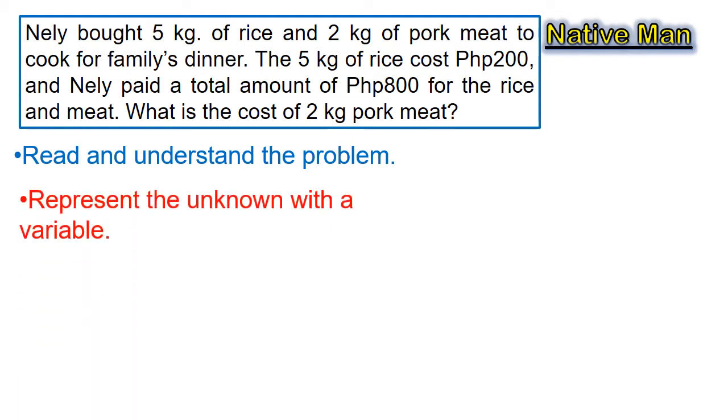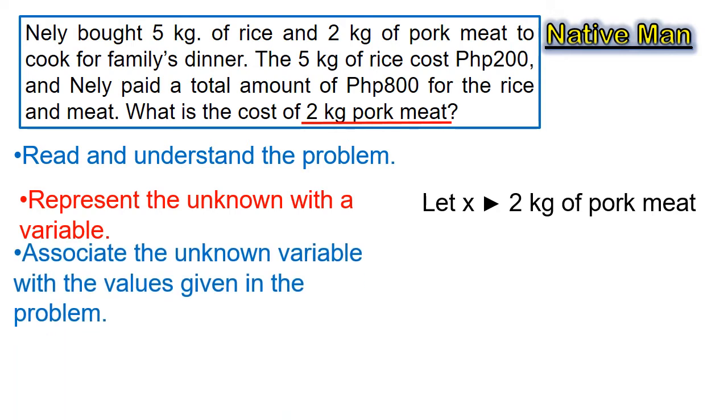Okay, so the second step after read and analyze is represent the unknown with a variable. So what is the unknown in our problem? So the unknown there is the 2 kg pork meat. Yan po yung tinatanong ng problem. So, we let x for this unknown. x is the 2 kg of pork meat. So, any variable ay pwede pong i-represent.